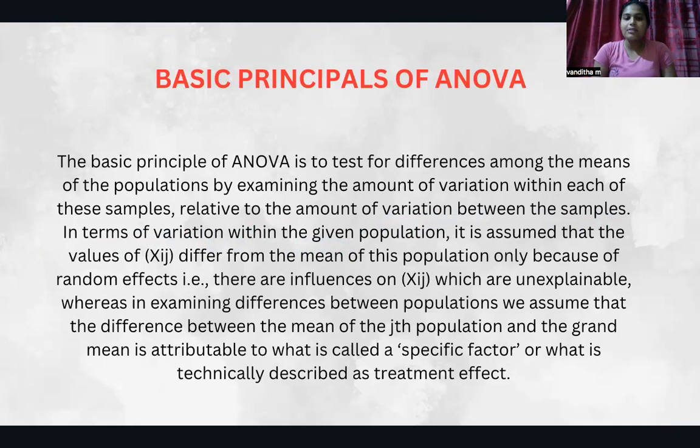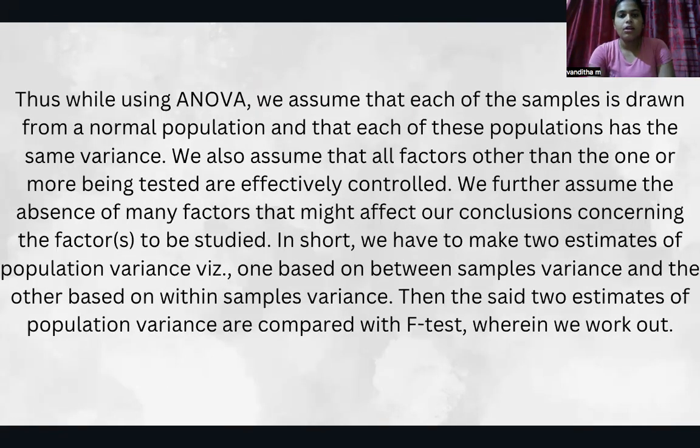Whereas in examining difference between populations, we assume that the difference between the mean of the jth population and the grand mean is attributable to what is called a specific factor, or what is technically described as a treatment effect. While using ANOVA, we need to assume that each sample is from a normal population and that all of these populations have the same variance. So we need to check that these populations have the same variance.